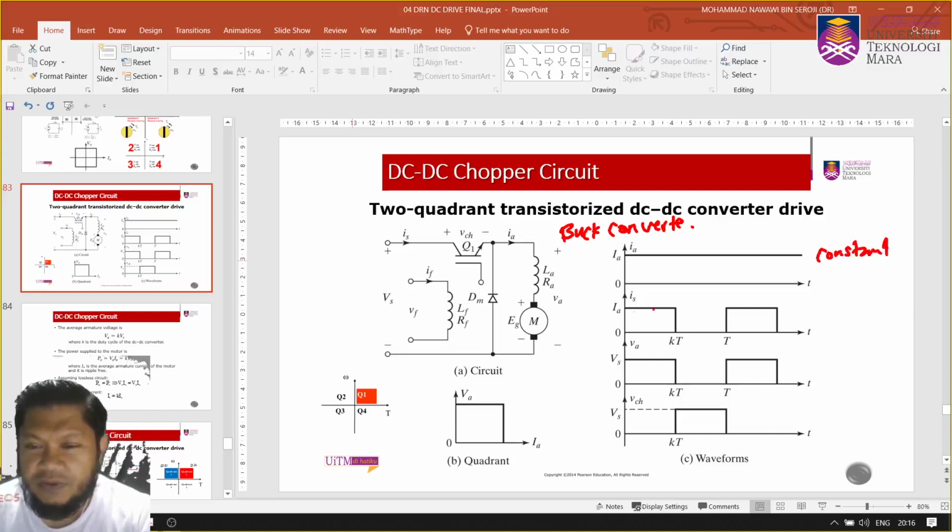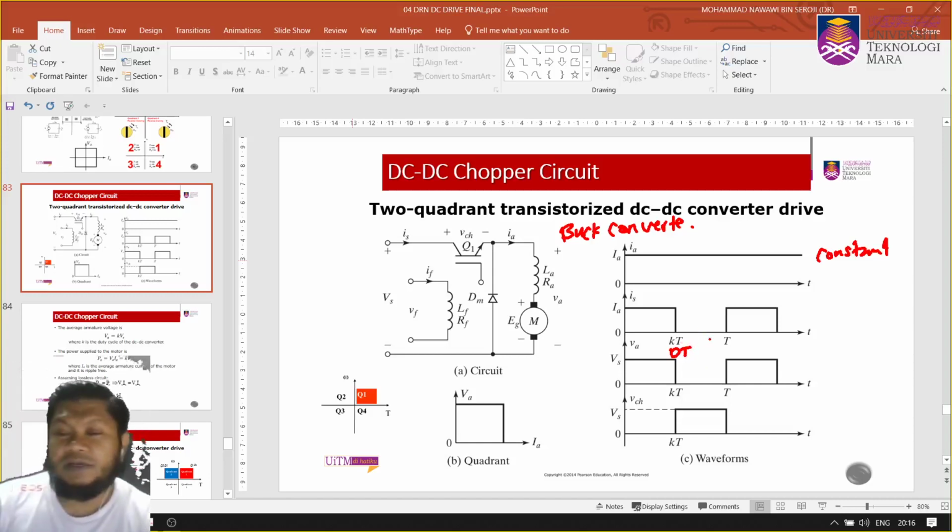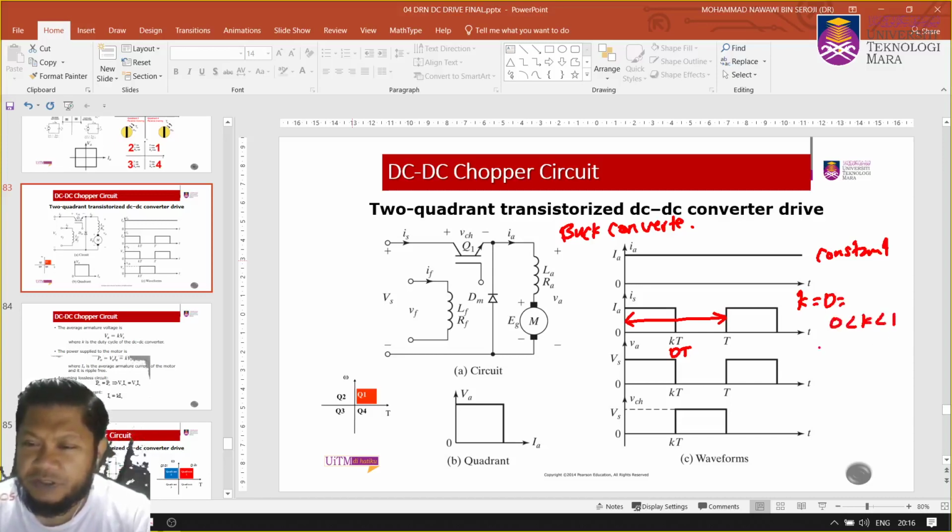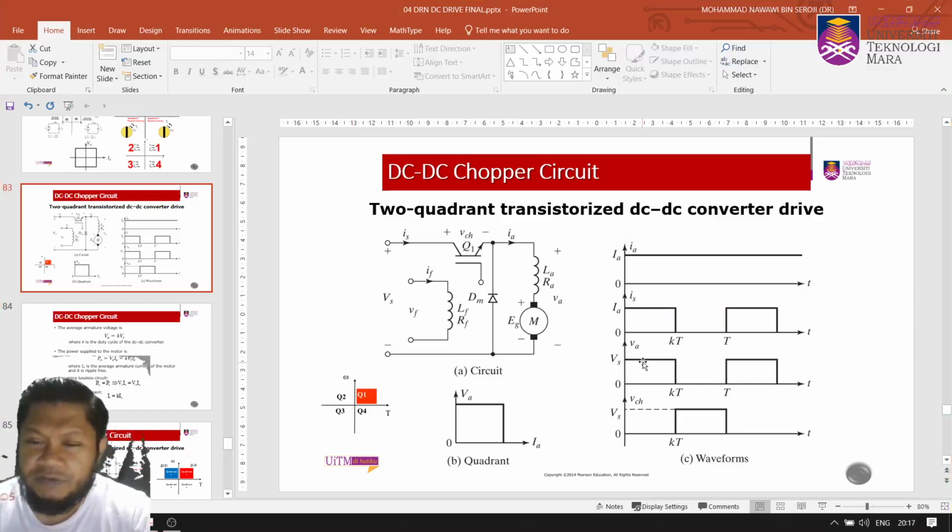Now K is the duty ratio. Sometimes we label this as D. Duty ratio multiplied by the period T, where T is the period for 1 cycle. So this is the duty ratio. K or D can be represented by a value of 0 to 1, or sometimes in terms of percentage, 0 to 100%.